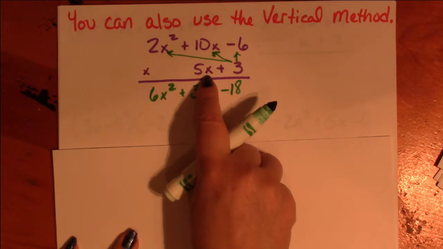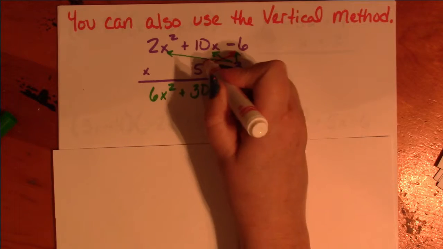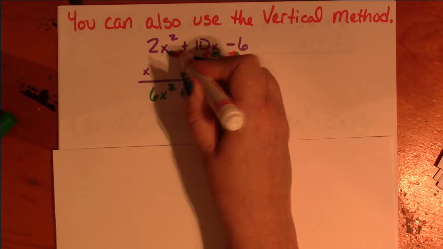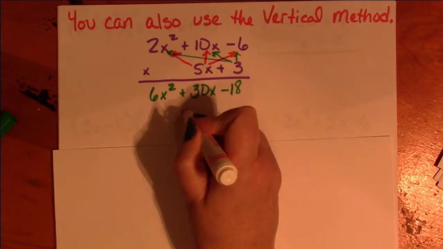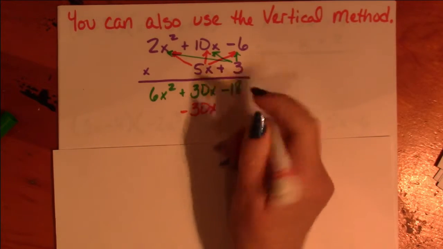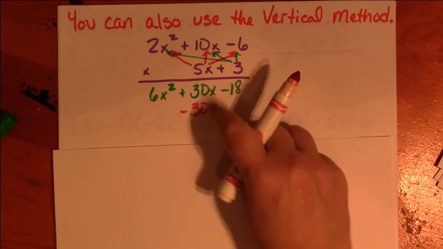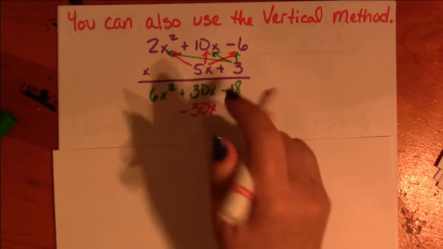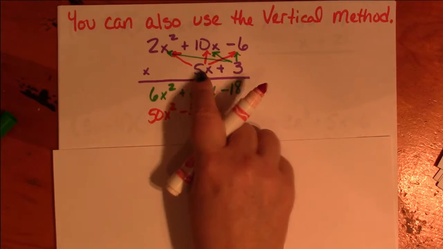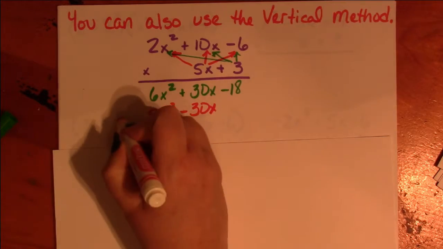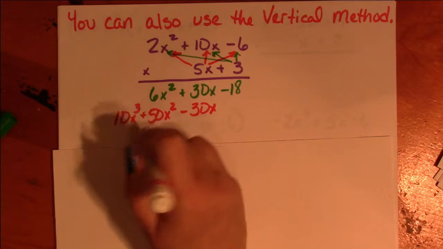Now you're going to do this one, and you're going to match all of this up. So you're going to do this times 1, 2, 3. And you're going to start down here. 5x times negative 6 is negative 30x. And I'm lining it up so that my x's are in the same column. 5x times 10x is 50x squared. 5x times 2x squared is 10x cubed. And this is a positive number, and that's a positive number.